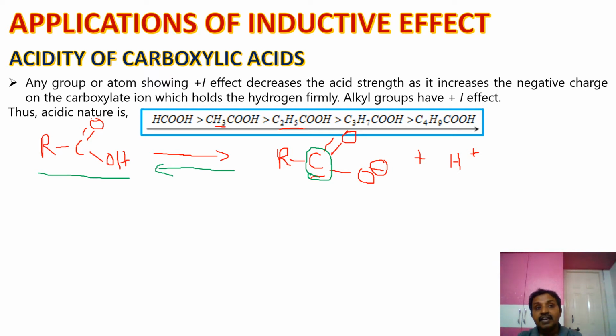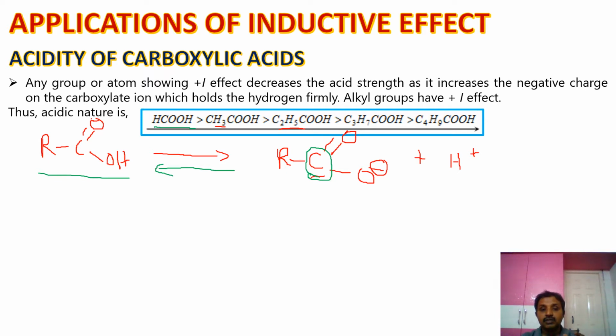That is, the carboxylate ion tends to attract the H plus ion and move towards forming the carboxylic acid group. So as the electron releasing groups, that is alkyl groups, increase on the carboxylate ion group, the acidity decreases.